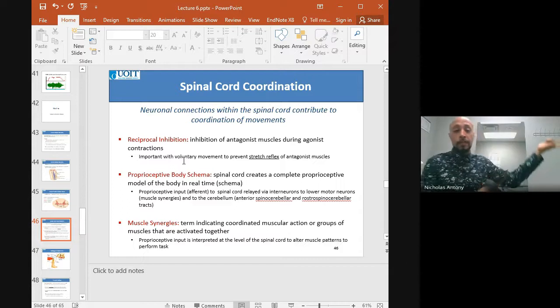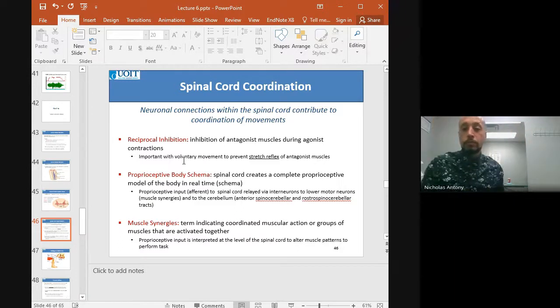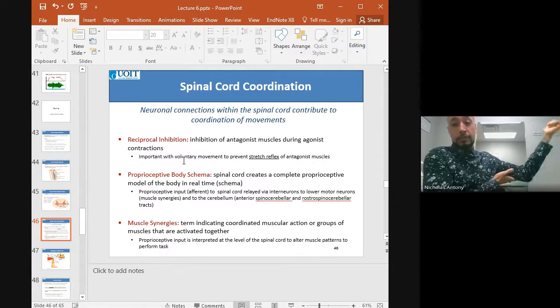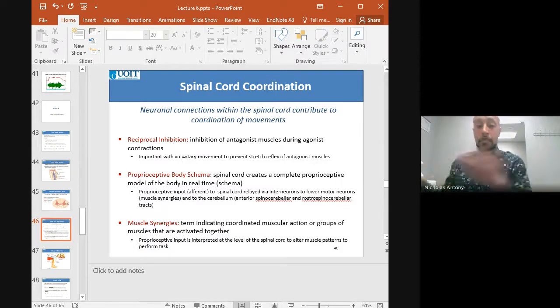So if I wanted to flex my bicep, everyone practice this. What's happening to your tricep? Is it flexing or is it not? Oh, she's asked a question. Yeah, purple is the lower motor neuron cell bodies. Yep. So it's relaxing, right? The triceps is relaxing if I'm flexing my bicep. Anytime we flex a muscle, we reflexively inhibit the antagonist, or else you would get a stretch reflex in the opposite muscle.